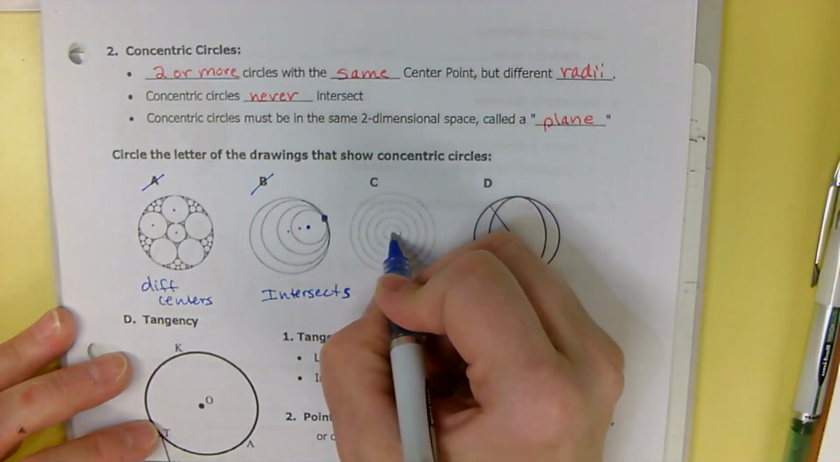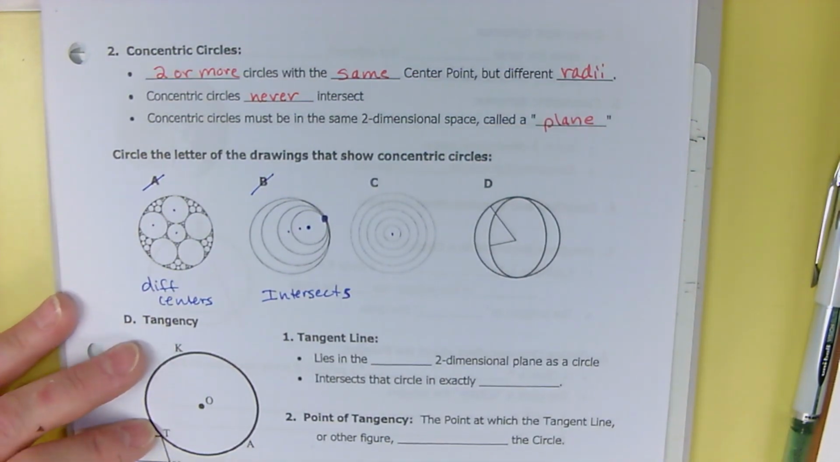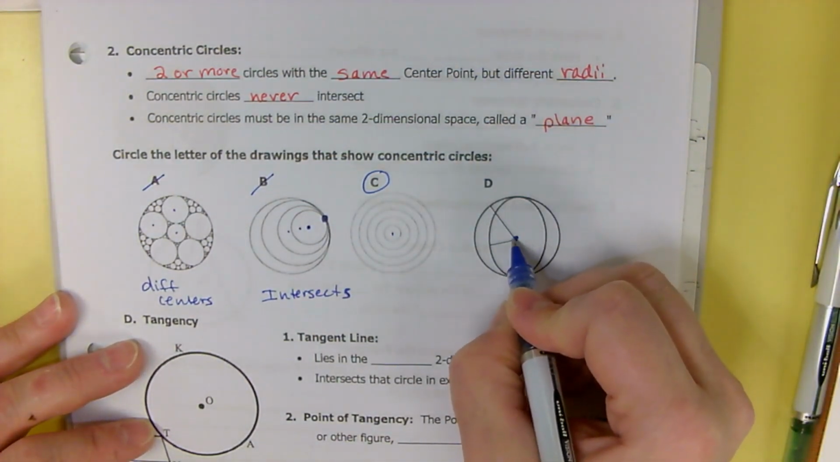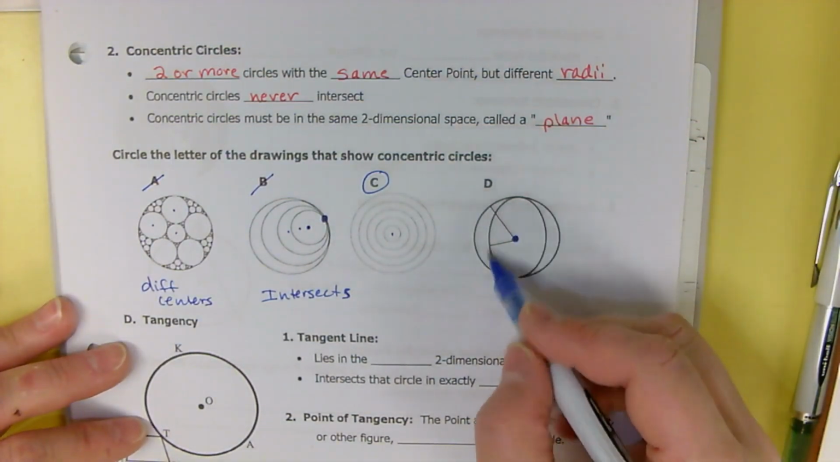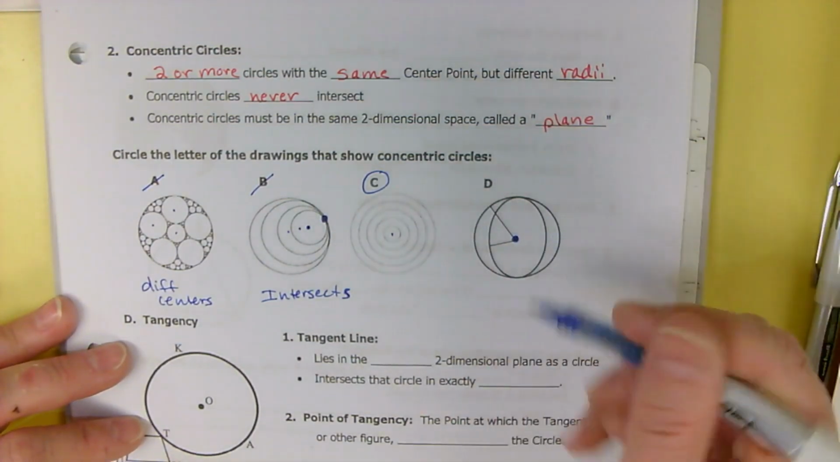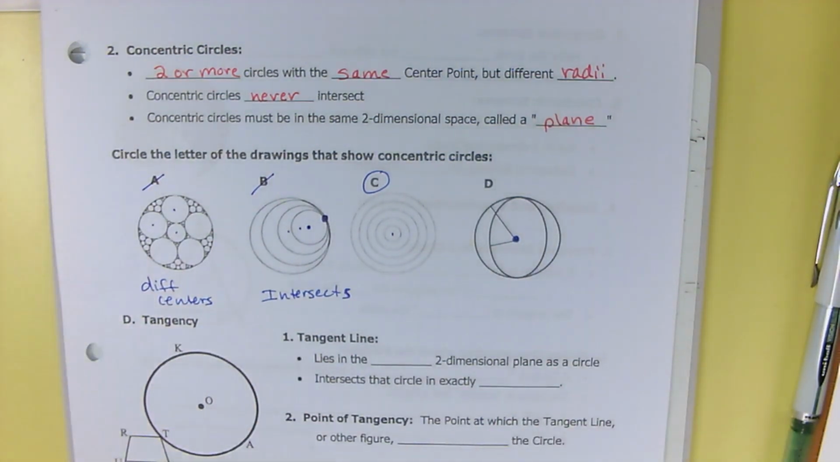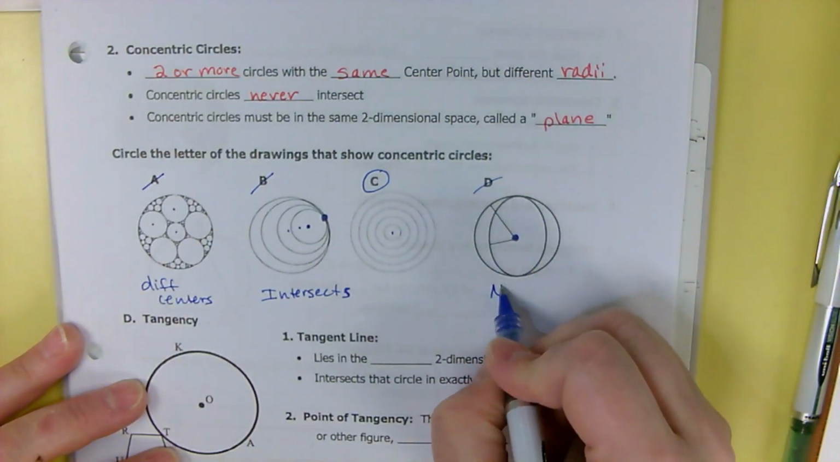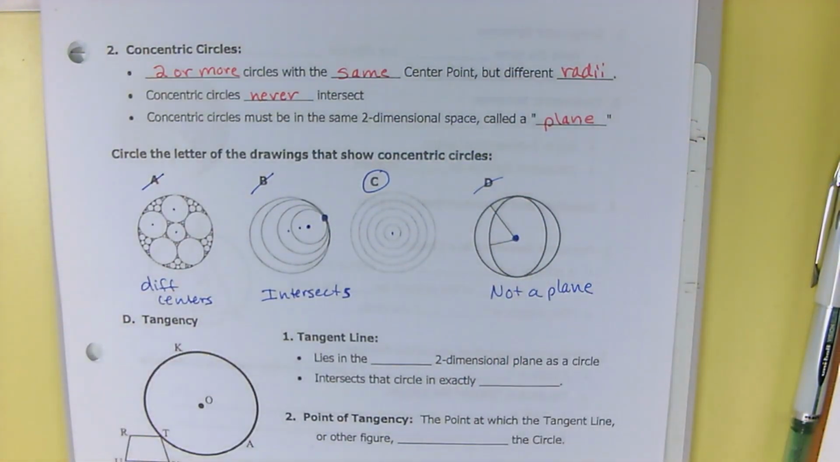Okay, C, all of those circles have the same center. They don't intersect. They're in a flat plane. C shows concentric circles. Now D, here's the center, so they have the same center, and there are two circles, a front one and one that's coming towards you, and one of them that's flat. The problem is that concentric circles have to be flat in a plane, and this is not a plane. It's a three-dimensional figure, and it must be two-dimensional to meet the definition.